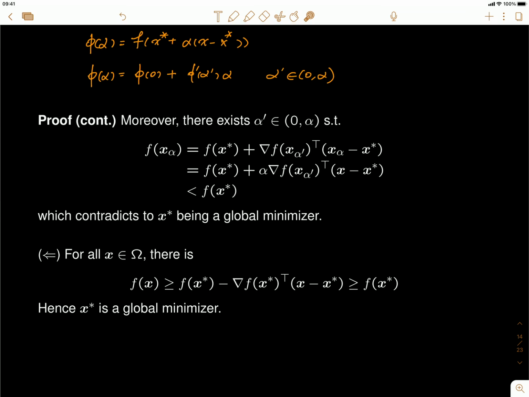Now, the other direction. Suppose we know this is true: this is greater than or equal to 0 for any x in omega. Then we know that first of all, since the function f is convex, I know f of x will be greater than or equal to this.